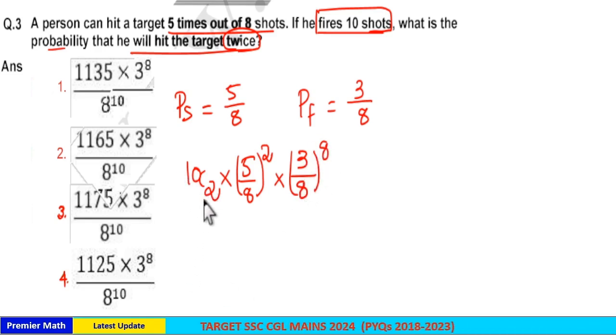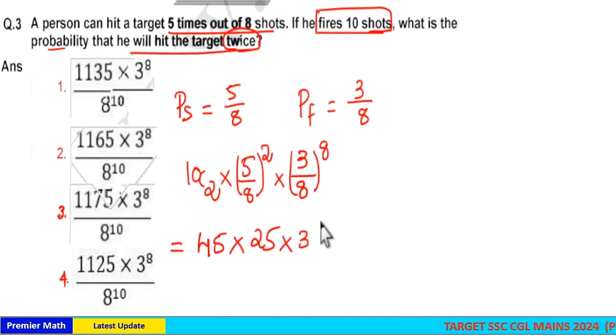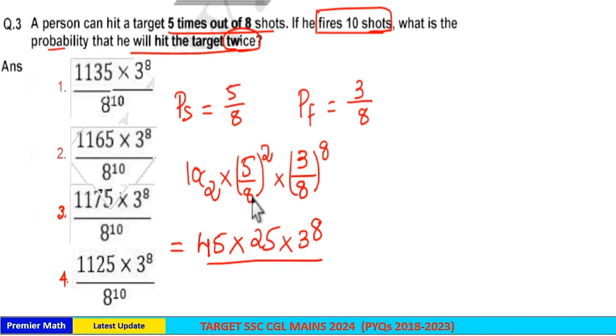Now 10 C2 ways you can do this. So multiply all these together. This is your answer. So 10 C2 means 9 into 10 by 2, which is equal to 45. So 45 into, this is 5 square is equal to 25. And here you have 3 raised to 8. Divided by 8 square into 8 raised to 8.